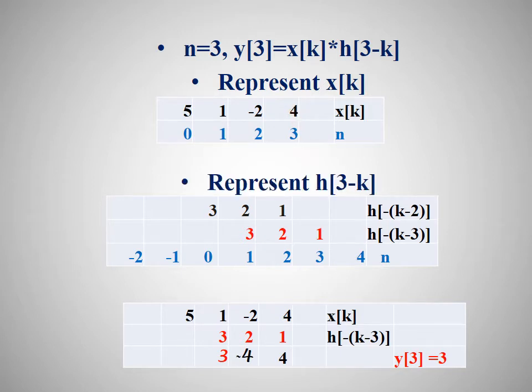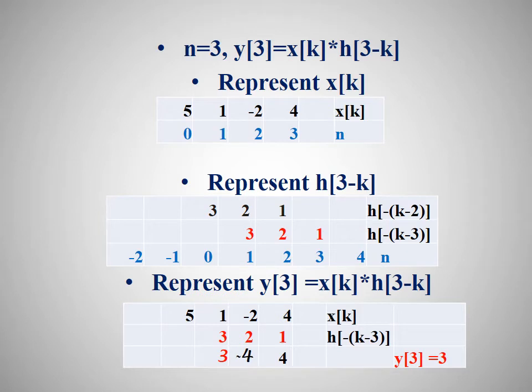Now let us try to represent h of 3 minus k. On similar grounds, we have already got h of minus k minus 2 in our previous problem. I am just considering it again. So at n equal to 0 it was 3, at n equal to 1 it was 2, and at n equal to 2 it was 1. So h of minus k minus 3 would be again one step to the other side. Hence it becomes, at n equal to 1 it is 3, at n equal to 2 it is 2, and at n equal to 3 it is 1 respectively.